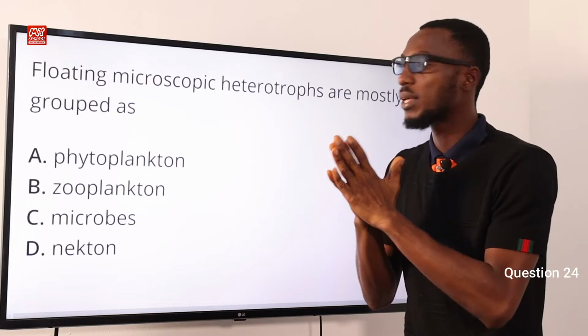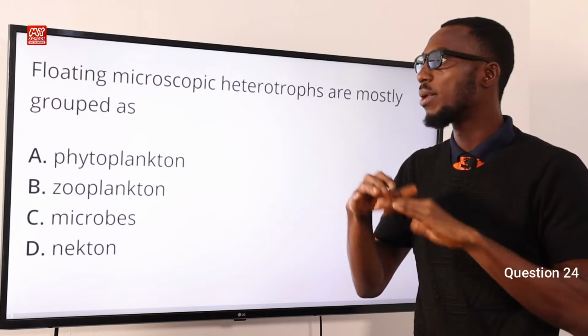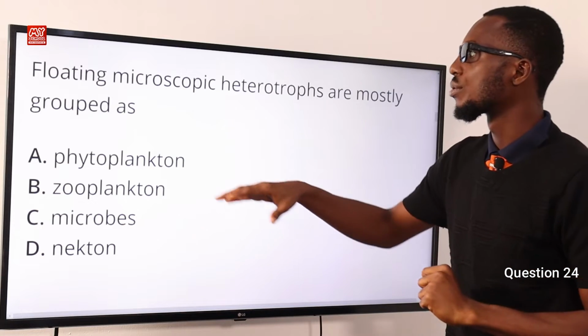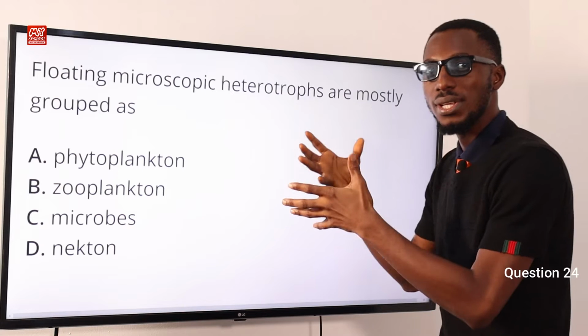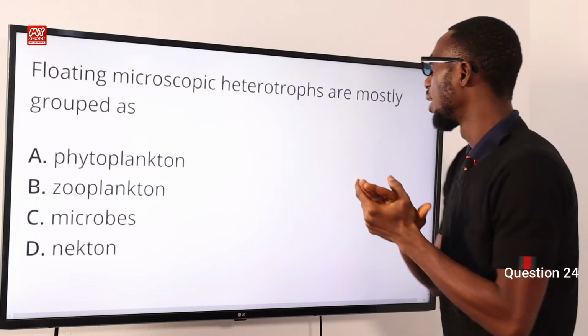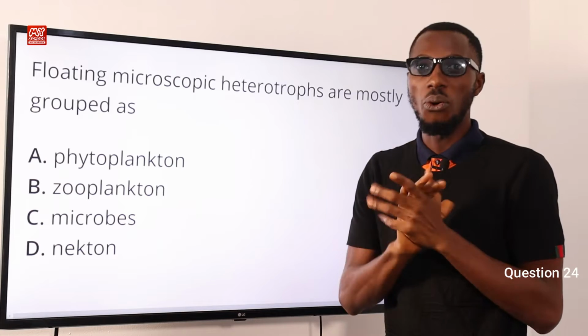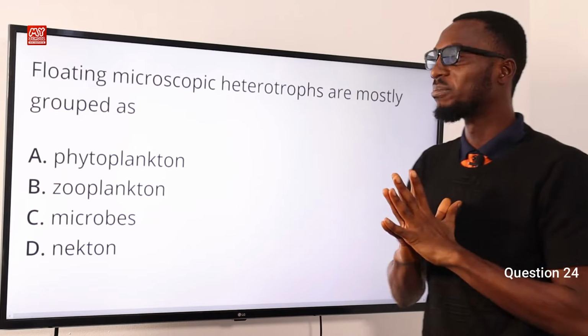Putting this together, floating means they can swim or they have buoyancy. So floating organisms that we can't see with our naked eye, but which also depend on other organisms for their food, are mostly grouped as what? These are mostly grouped as zooplankton.